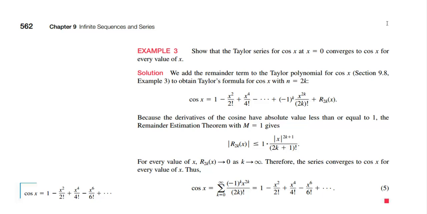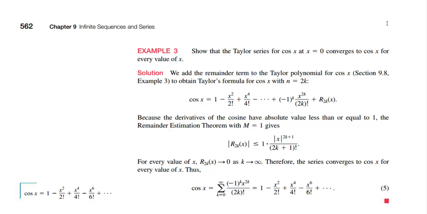So if we use Taylor's formula for cosine of x where n equals 2k, I get cosine of x is 1 minus x squared over 2 factorial plus x to the 4th over 4 factorial, and then we go oscillating back and forth with the even numbers, plus (-1)^k times x^(2k) over (2k) factorial, plus r sub 2k of x.